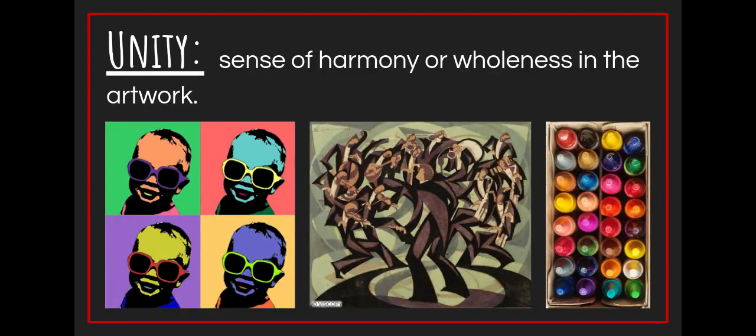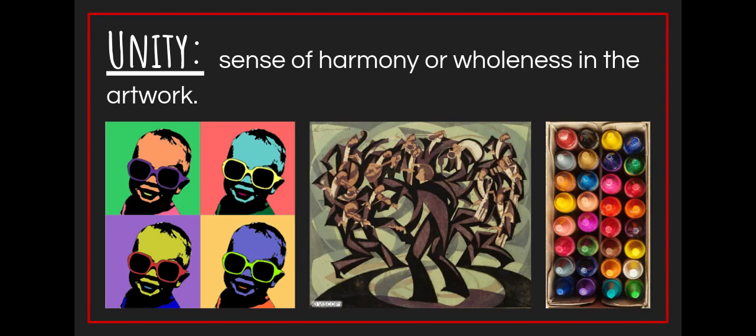So, when we talk about unity, we're talking about a sense of harmony or wholeness in the artwork. Harmony, think about music. If you have really good harmony, it means person A is singing their part, person B is singing their part, but when you put them together, it still sounds good, even though their parts are different. So, things that are blending well together. And wholeness, if something is a whole, it's not in parts or in pieces, okay? Something's not sticking out. If you want something to be whole, it looks like a single unit or a single work.